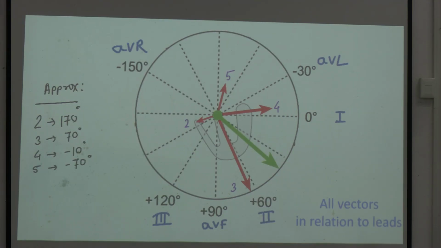Second vector, which is the septal depolarization vector, is at plus 170 degree. Third vector is 70 degree. Fourth vector is minus 10 degree. And fifth vector is minus 70 degree. Approximate normal.